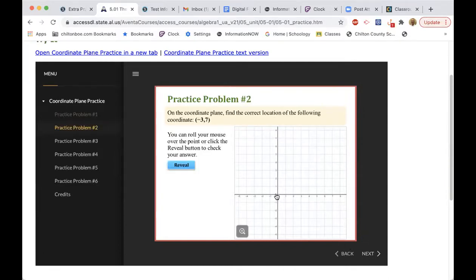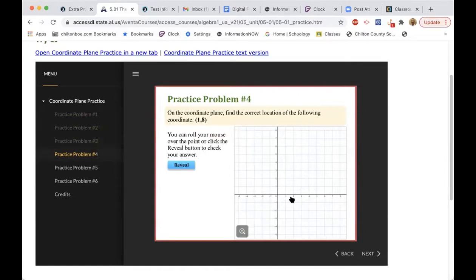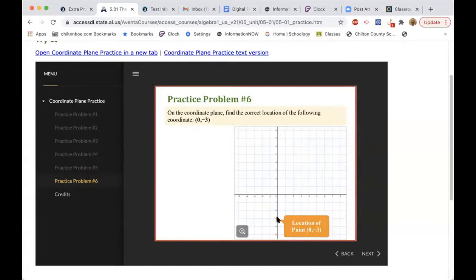Negative 3, 7. I instantly know that is quadrant 2. Negative 3, 7, right here, quadrant 2. Negative 2, negative 3, quadrant 3. 1, 8, quadrant 1. 6, 0, x-axis. 0, negative 3, y-axis.